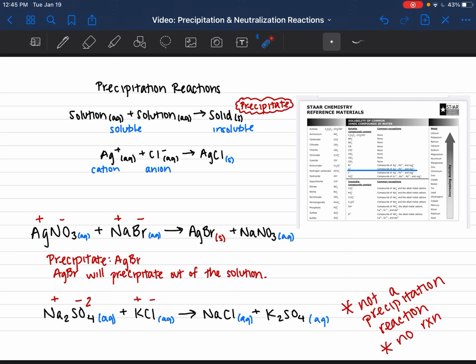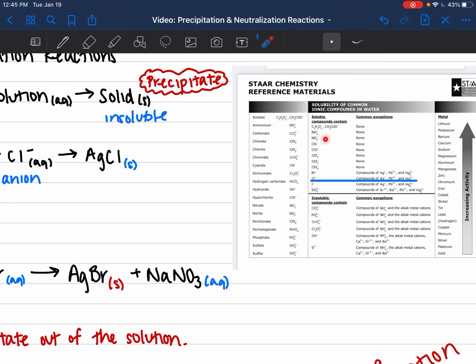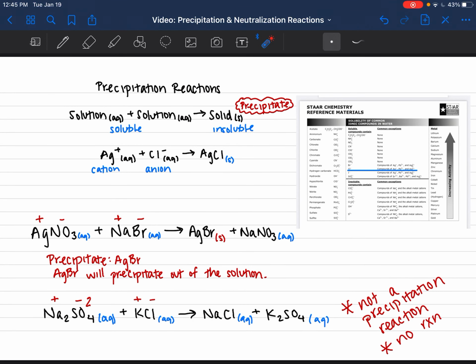So let's move on to one that's a little bit more complex. In this one, we have silver nitrate, AgNO3, and we say that it is aqueous because nitrate is soluble all the time. There are no exceptions. So silver nitrate, which is aqueous, reacts with sodium bromide. And again, bromide is always soluble except for these three exceptions. Since it is not one of those exceptions, we say it is aqueous or it is soluble. And they react to form AgBr. And again, bromide compounds with silver are insoluble.